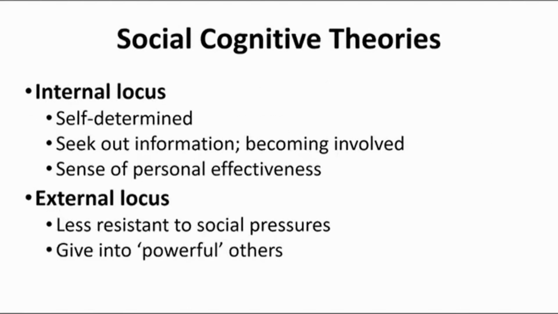And so the way that you're framing or looking at the world, the way that you think your actions can or can't affect the world at large, can have a massive impact on how you behave. People with that internal locus feel very self-determined. They feel like they can have an influence, they can have an impact, so they can seek out their own information, they can actively become involved in situations, and they have a sense of personal effectiveness. They feel that what they're doing matters.